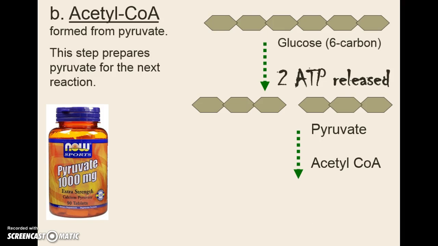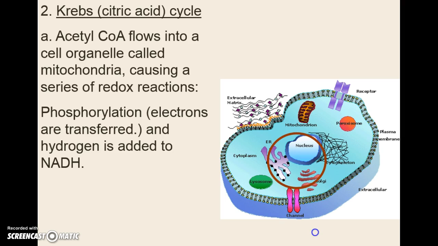Pyruvate is a fairly powerful product, but we can't do much with it. You could buy it, but it's a waste of your money because pyruvate has to move on to become acetyl coenzyme A, and we'll see what happens next. From here, that acetyl CoA is going to flow into a structure called mitochondria.